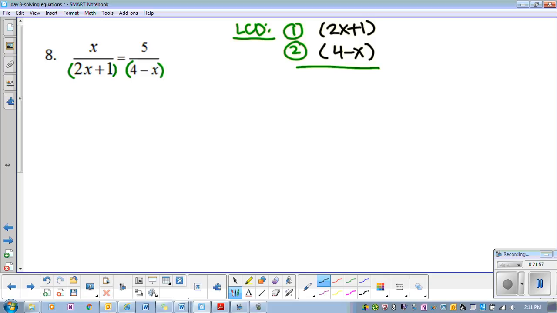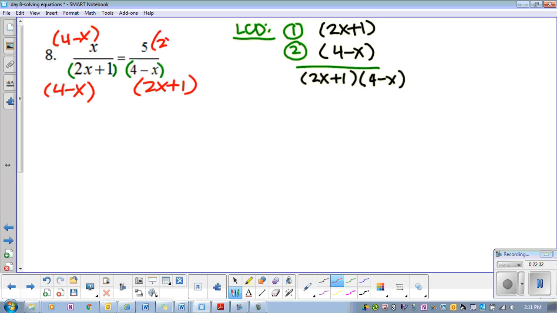Do you see anything that's more than 1? Like factors, whole factors? Nope. So everyone comes down. All right, so let's look at each fraction and see what they're missing. What is that first one missing? Good, 4 minus x. What is the second one missing? 2x plus 1. So you have to multiply the top by 2x plus 1.